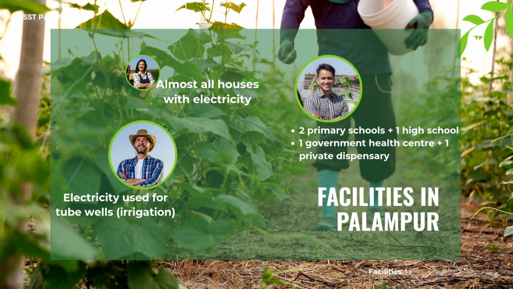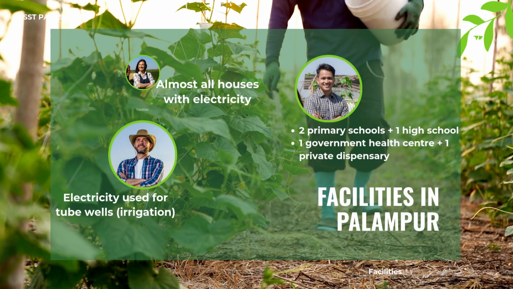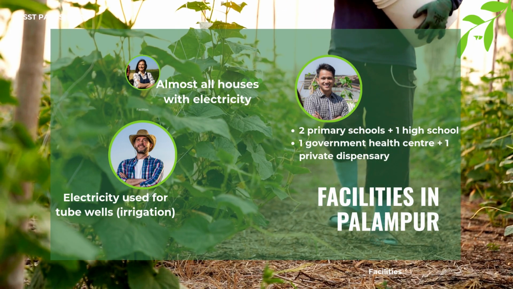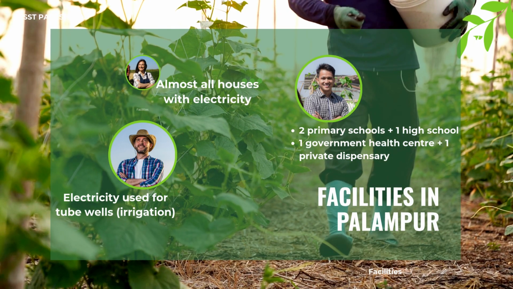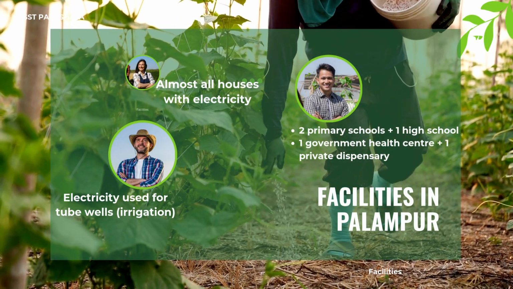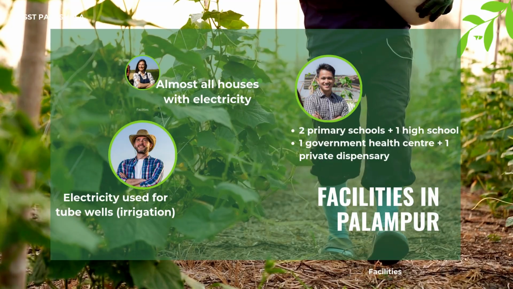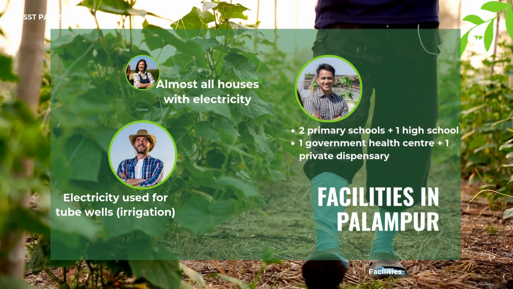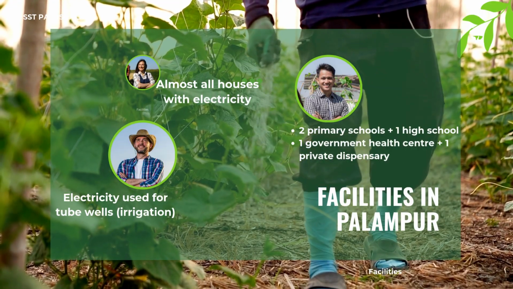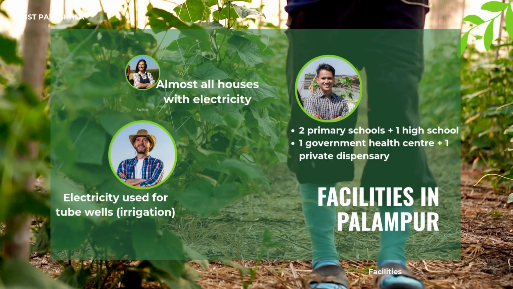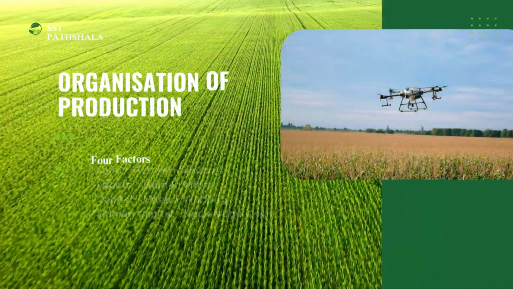Facilities in this village are quite developed. There is electricity, two primary schools and a high school, a government healthcare center, and even a private dispensary. Electricity not only provides light to houses but also powers tube wells, irrigation, and small businesses. So Palampur is a developed village compared to many other villages in India. Now we are going to understand production.